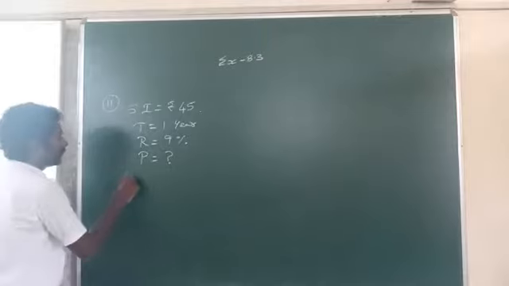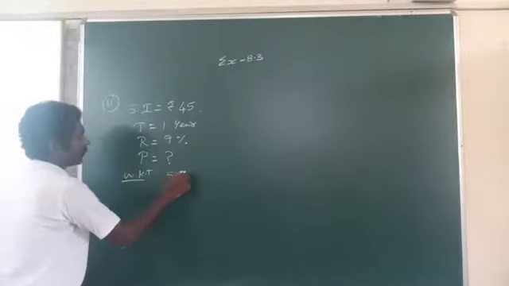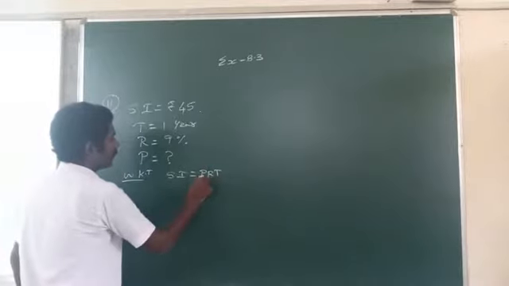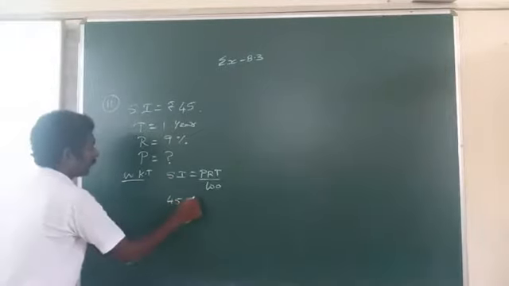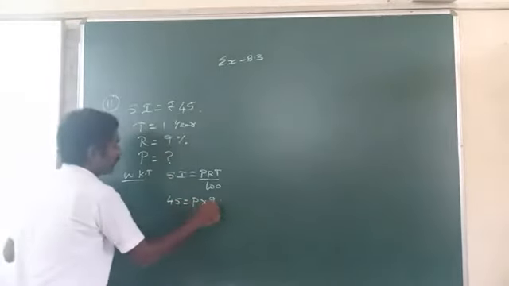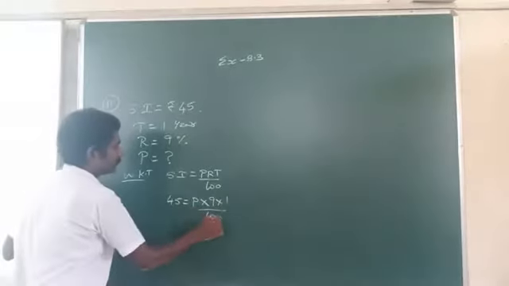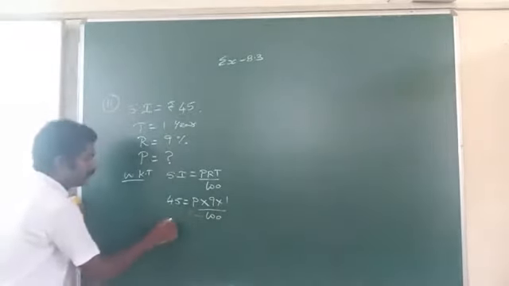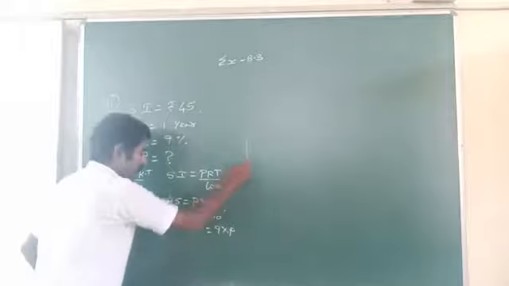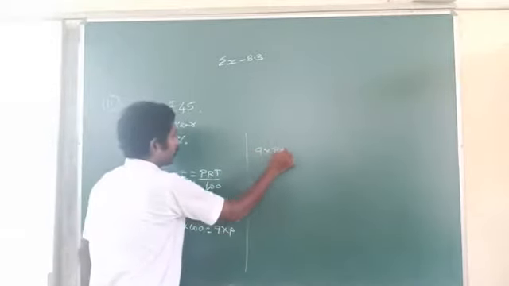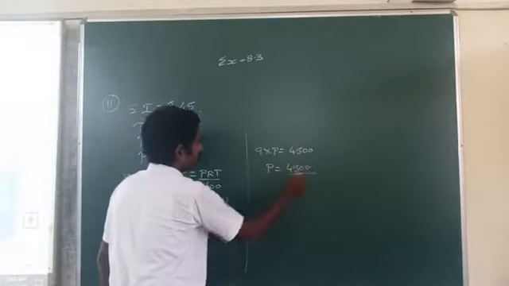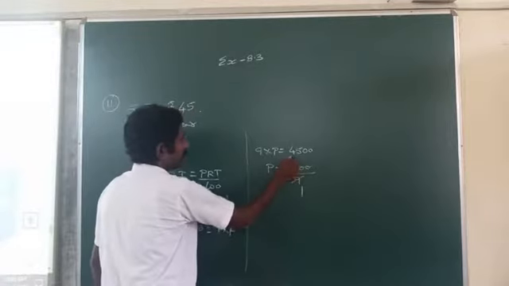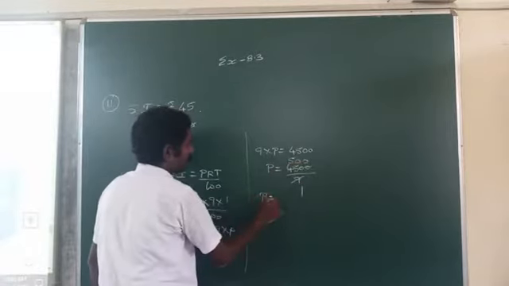So we know that SI equals PRT by 100. Simple interest is 45. Principal amount we don't know. Rate of interest is 9. Time period is 1, by 100. So transpose this 100 to this side. So 45 into 100 is equal to 9 into P. So 9 into P equals 4500. So P equals 4500 by 9. Simplify more. 1 9 is 9, 5 9s are 45. So the principal amount will be rupees 500.